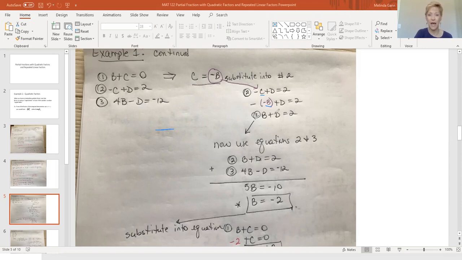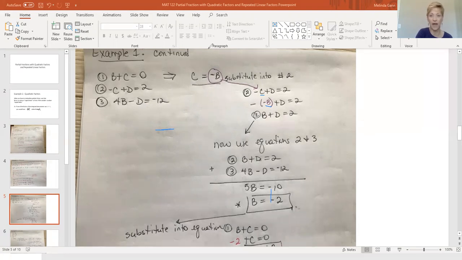Now, why did I do that? Because, see, this equation has b and d's. So I needed another equation that had b and d's so I can make something go out. So I put my new equation 2 with my equation 3. The d's were opposite, so when I added those equations, the d's went out, and I've got 5b is a negative 10, so when I divided both sides by 5, I got b to be a negative 2. Now, what can I do now that I know that b is a negative 2?